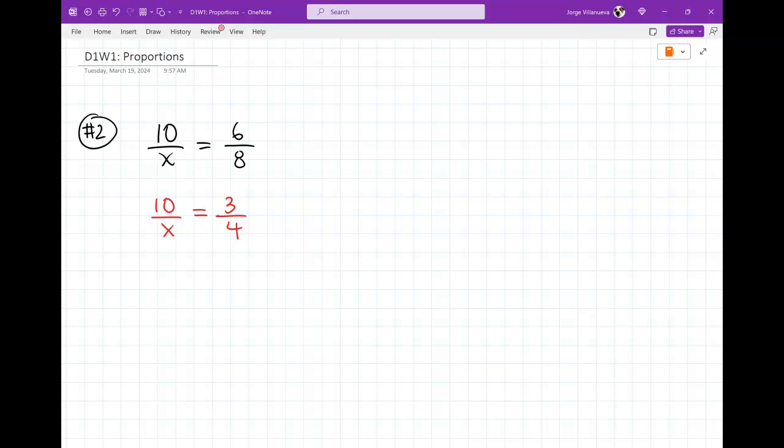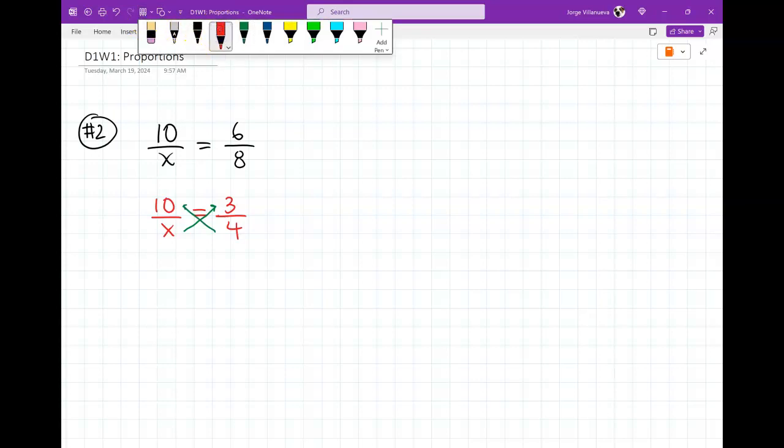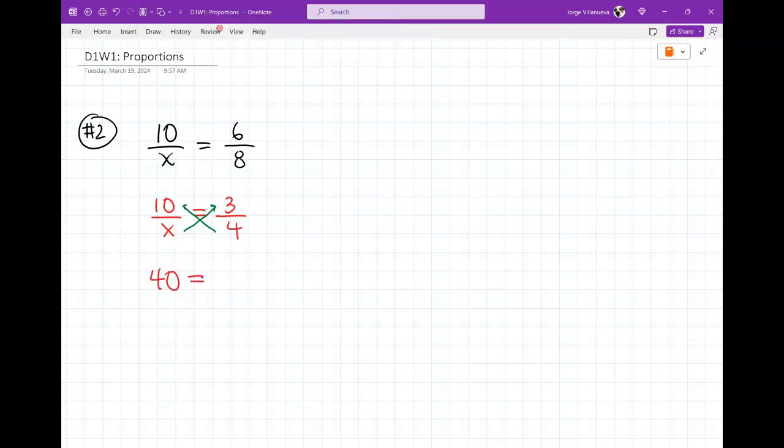So once you have a fraction equal to a fraction, if you remember, all you have to do is cross multiply, right? So you're just going to multiply diagonally. 3 times x and 4 times 10. So 4 times 10 gives me 40, and x times 3 gives me 3x. So all I have to do at this point is solve for x. If you divide both sides by 3, you're going to get your answer of 40 over 3. And you can leave it like that. You don't have to calculate it into decimal form. Just leave it like that, and we're good.